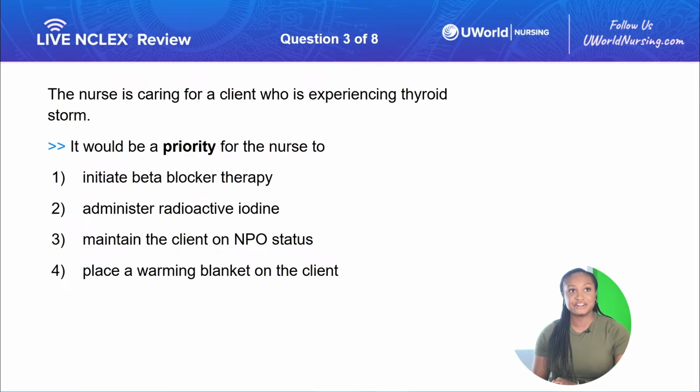The nurse is caring for a client who is experiencing thyroid storm. It would be a priority for the nurse to what? Option 1, initiate beta blocker therapy. Option 2, administer radioactive iodine. Option 3, maintain the client on NPO status. And option 4, place a warming blanket on the client. Let me know what you guys think.